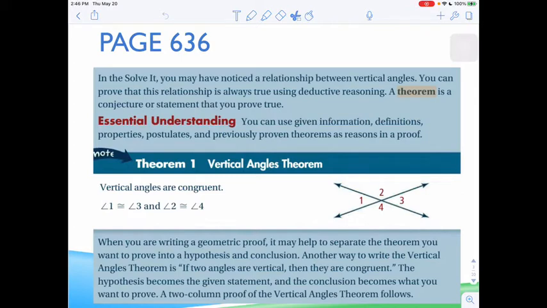A theorem is a conjecture or statement that you prove true. You can use given information, definitions, properties, postulates, and previously proven theorems as reasons in a proof.